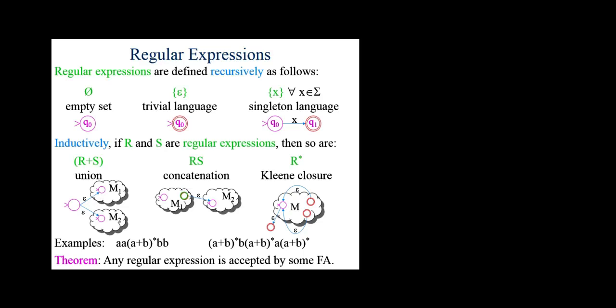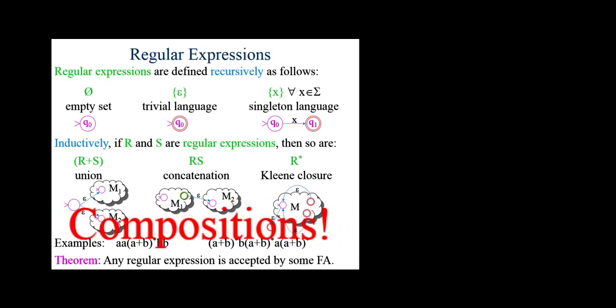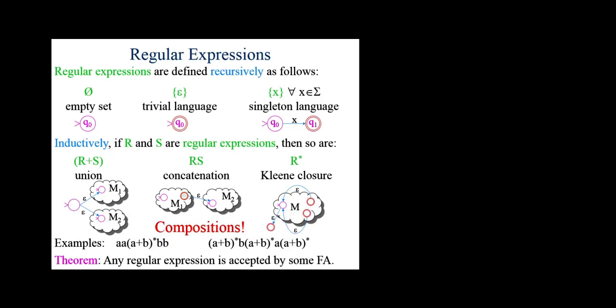Okay, more questions. So what have we done here? We basically took regular expressions and we showed that for every regular expression, you can come up with a finite automaton that accepts the language denoted by that regular expression. Okay, so these are compositions, right? So you can compose things with other things, right?